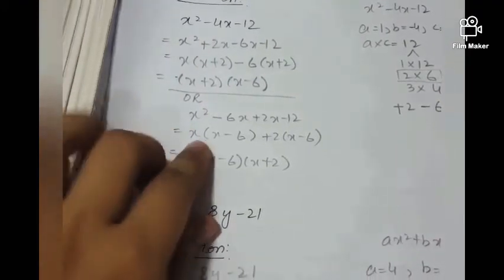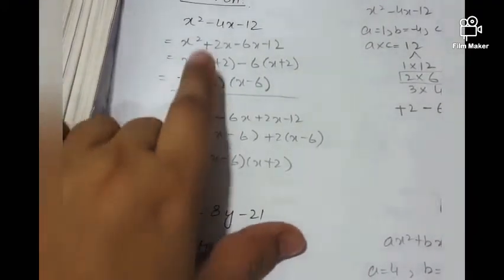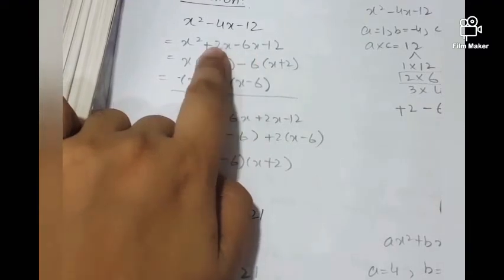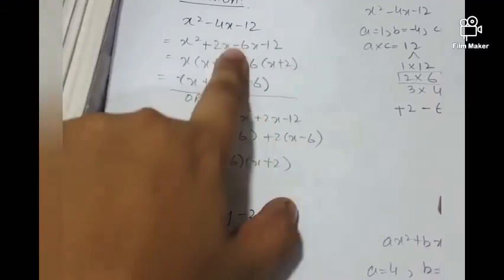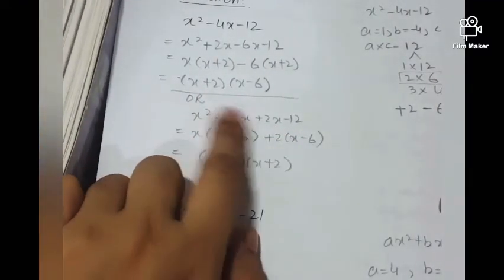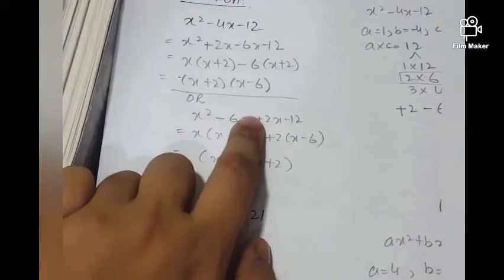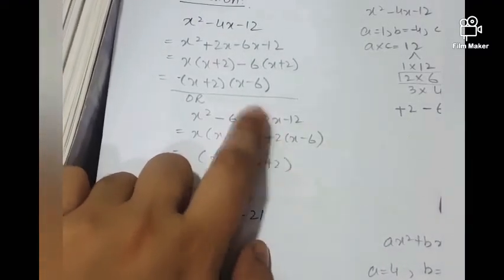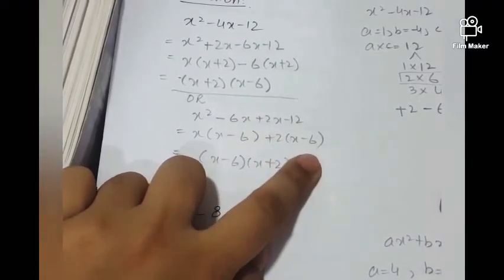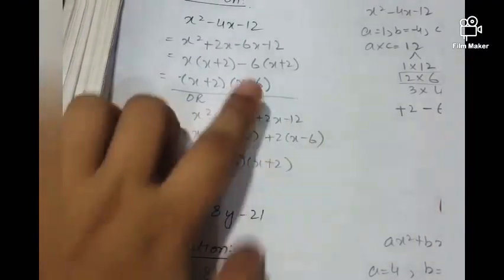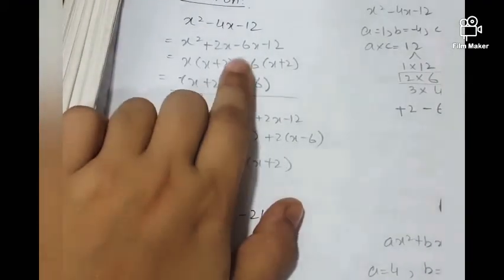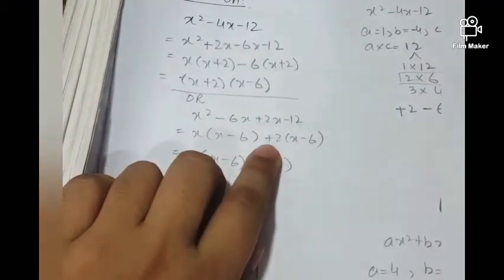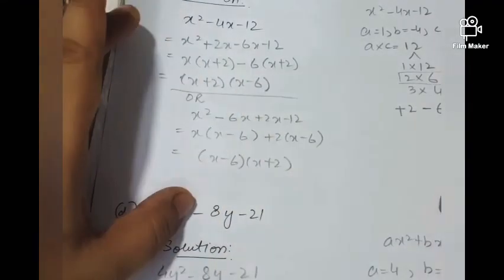Now I have done it with the order changing of the factors. In this part, plus 2x minus 6x, I have replaced plus 2x with minus 6x and minus 6x with plus 2x. Now here x is common, x minus 6, then plus is common in the sign, and 2 is common, x minus 6. So x minus 6, x plus 2, only the order has changed, and the answer is the same. And here we have taken the minus sign common, here we have taken the plus sign common. Okay, it doesn't matter.